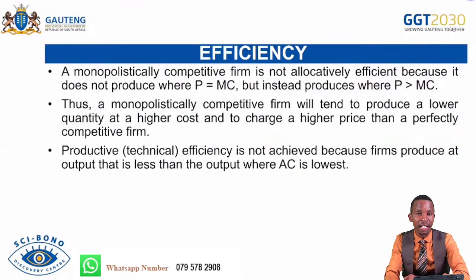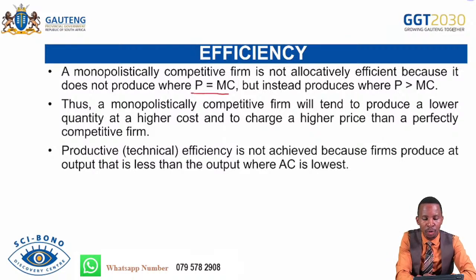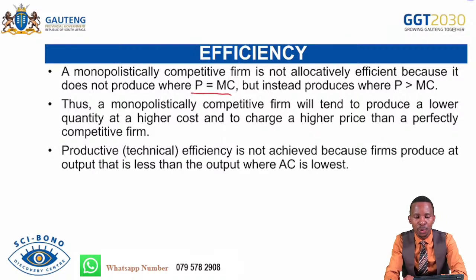And then the market efficiency. Is the efficiency achievable in this market? In this case, we talk about allocative efficiency and productive or technical efficiency. A monopolistically competitive firm is not allocatively efficient because it does not produce where P equals MC. It does not produce at this point where price equals marginal cost, but instead it produces where P is more than MC. Firms always produce at the point where prices are greater than the marginal cost.